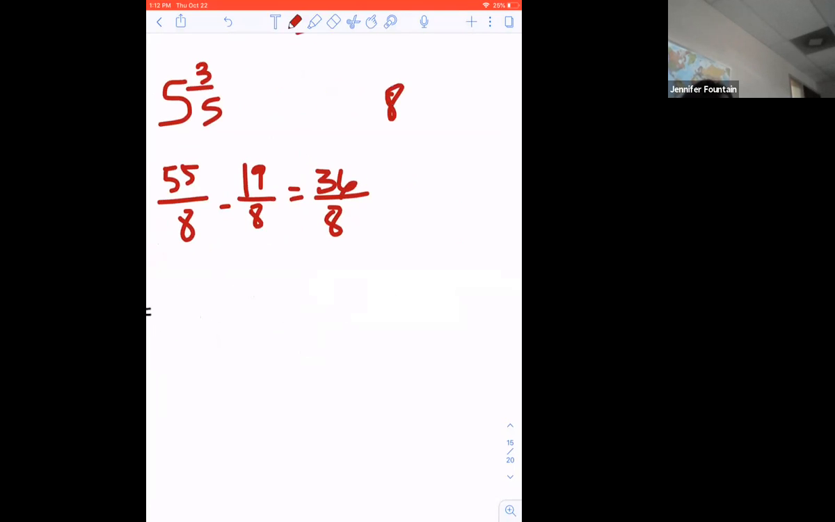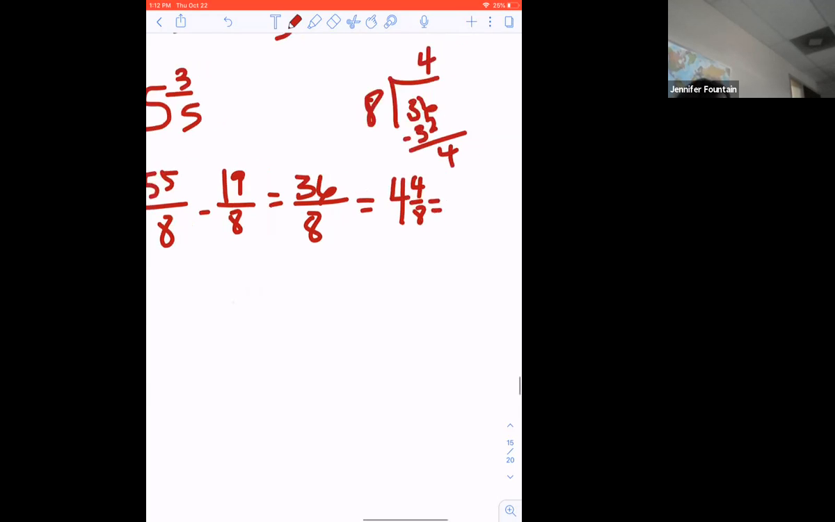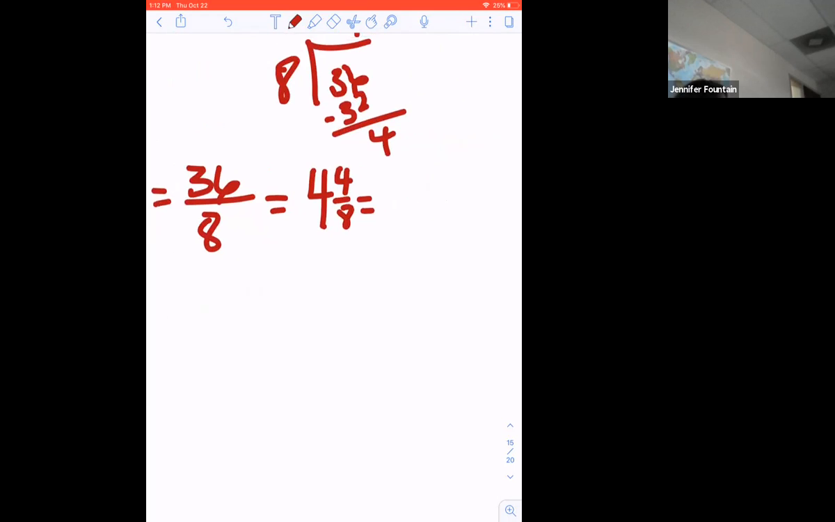Now I'm going to say 8 will go into 36. How many times? 8 will go into 36 4 times. 4 times 8 is 32. I'm going to subtract. 36 minus 32 is 4. So I end up with 4 4/8. But like I said, I want to make sure that I put my fractions in simplest form, so I'm going to end up with 4 1/2. So 4 4/8 is correct, but the simplest form is going to be 4 1/2.